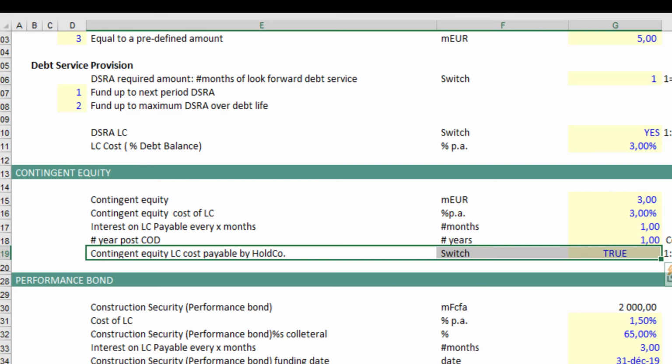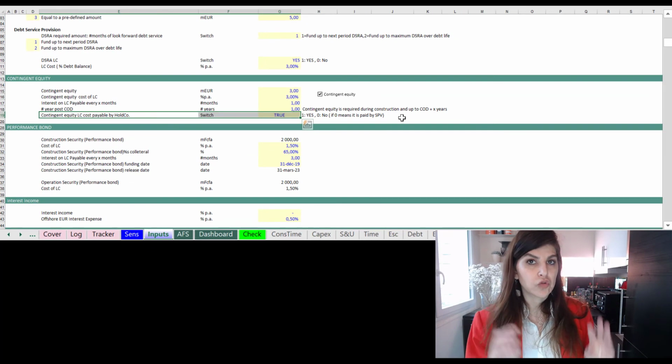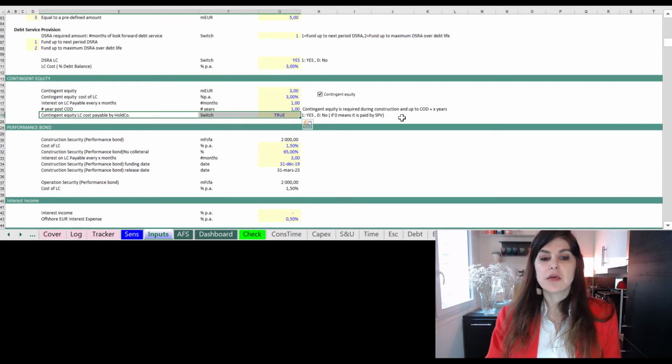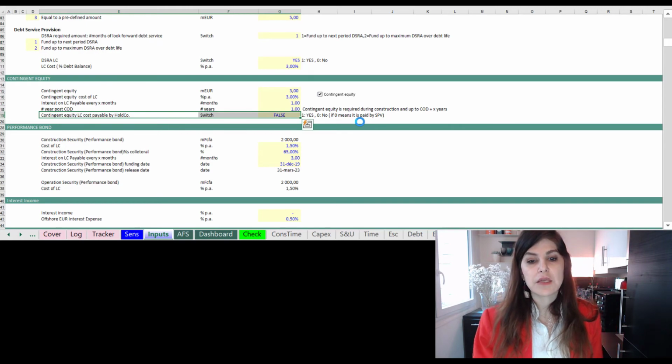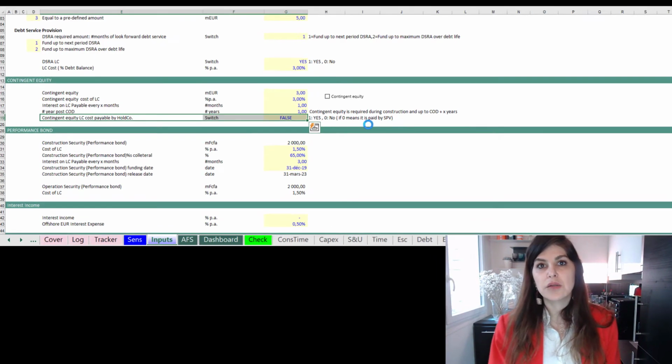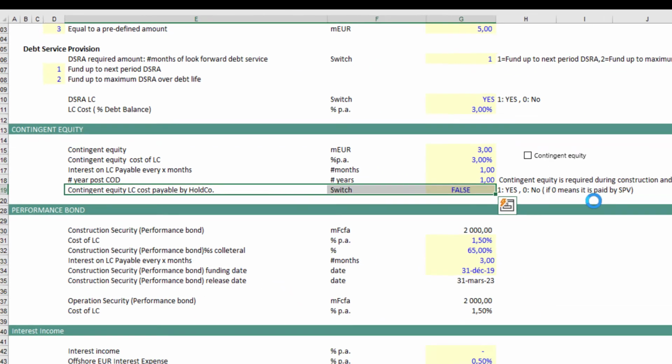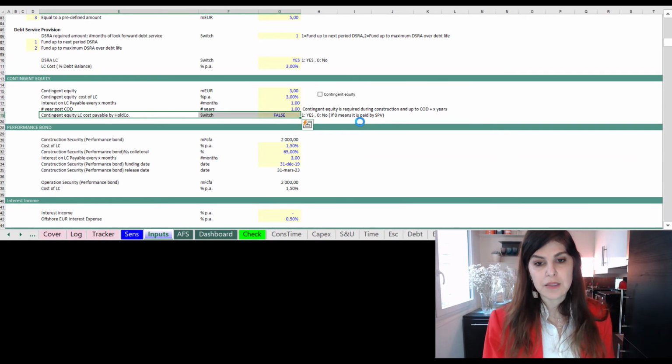When the switch is set to true, this means that the LC is paid directly from the shareholder's pocket. So it's not funded with debt and equity. It's not part of the total project cost. So it's funded by shareholders. And if it is set to false, this means that it is provided as part of the total project cost, budgeted and paid out by the sponsors and equity by lenders and sponsors as part of the gearing. Okay, so these are the flexibilities that you need to provide.